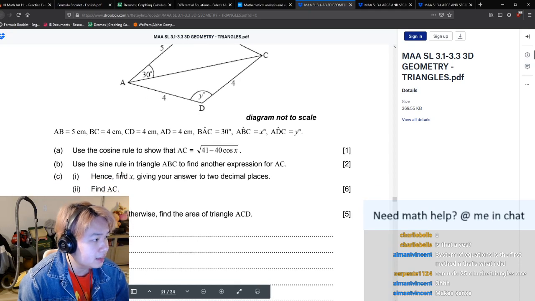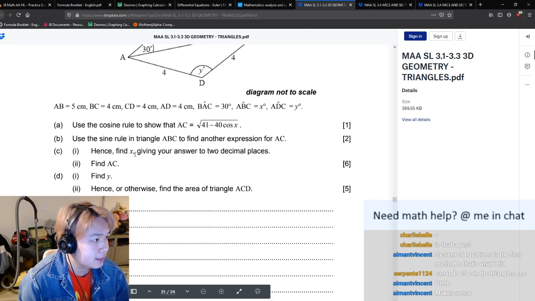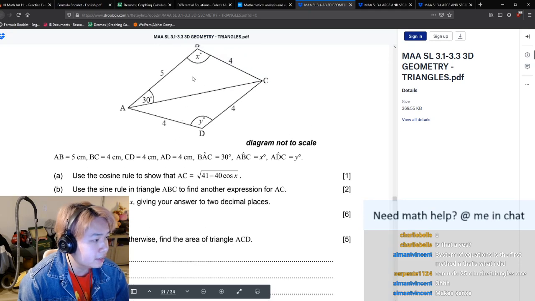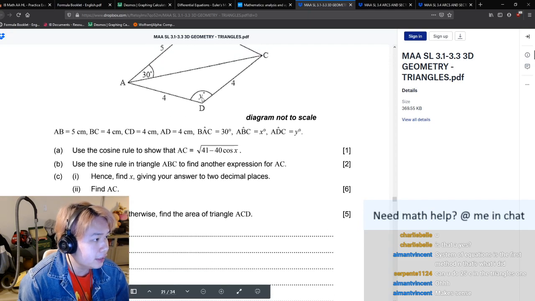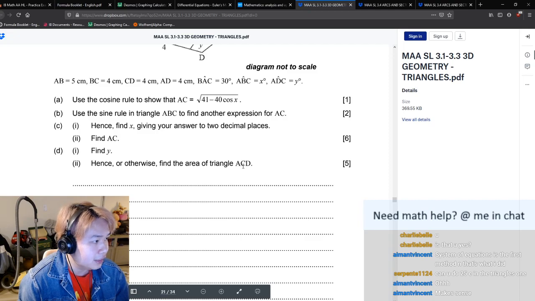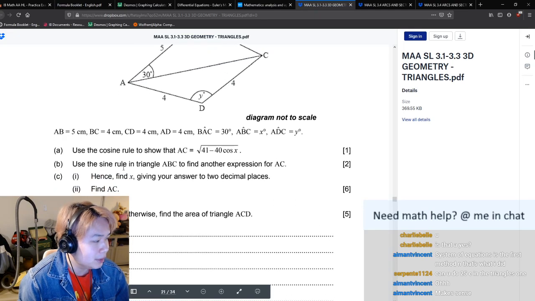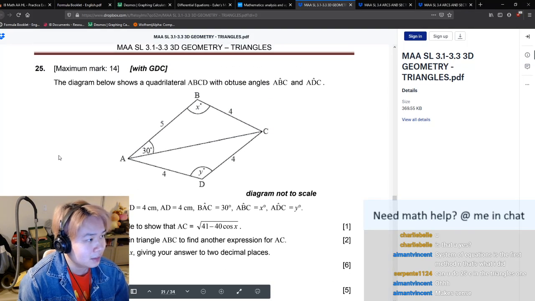And then, hence, find x, this angle, to two decimal places, and then you can find out what AC will be, and then you can find angle y, and then you can find the area of ACD. So what's the big deal with this one? Where are you being stuck?